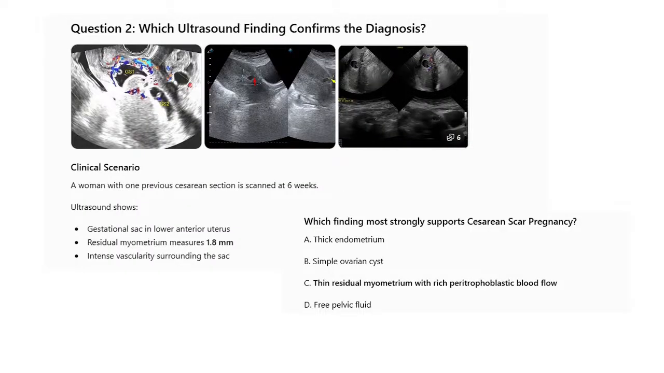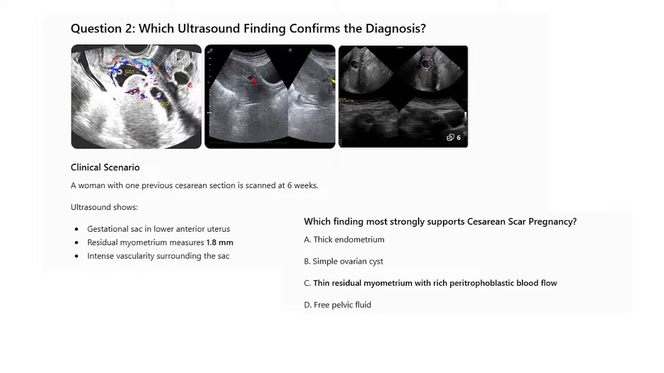So let's proceed. Question number 2. Which ultrasound finding confirms the diagnosis? So you see there. Clinical scenario: a woman with one previous cesarean section is scanned at 6 weeks. Ultrasound shows gestational sac in the lower anterior uterus. Residual myometrium measures 1.8 millimeters. Intense vascularity surrounding the sac, as you can see there. Which finding most strongly suggests cesarean scar pregnancy? A. Thick endometrium. B. Simple ovarian cyst. C. Thin residual endometrium with rich peritrophoblastic blood flow.